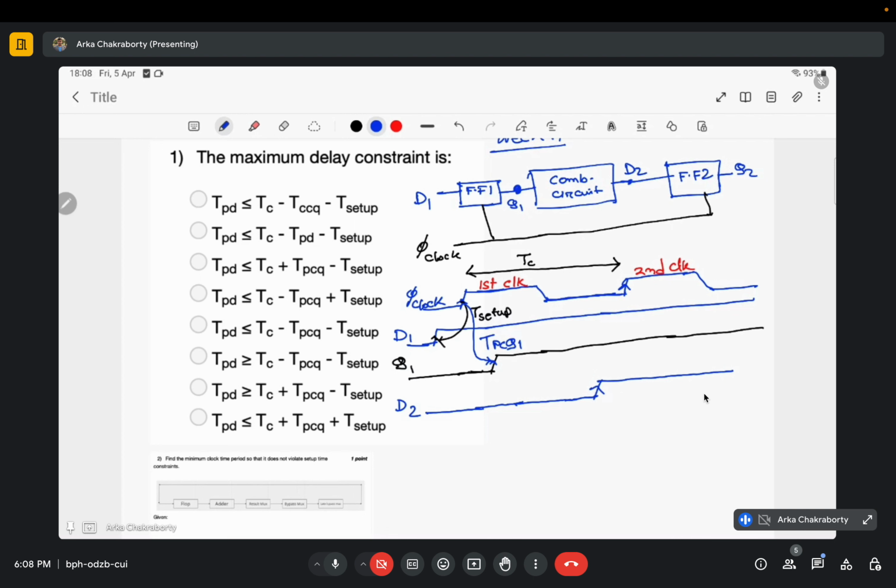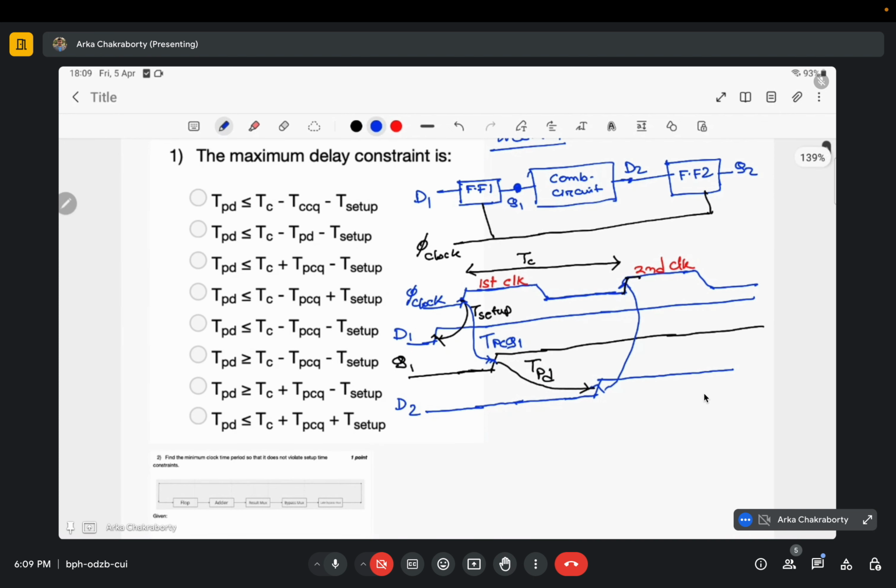Fine. So here the input is Q1, and here the output is D2. Only a combinational circuit is present in between. So what kind of delay is it? The worst case delay here is the propagation delay. So this delay would be the propagation delay, correct? And similarly, as this data D2 should be captured in the rising edge of the second clock, what should be the minimum time before which it should be stable before the clock? It is nothing but my setup time. So this one again would be my T setup.